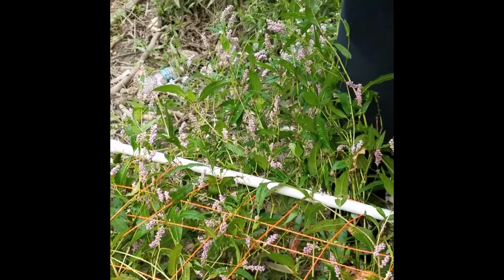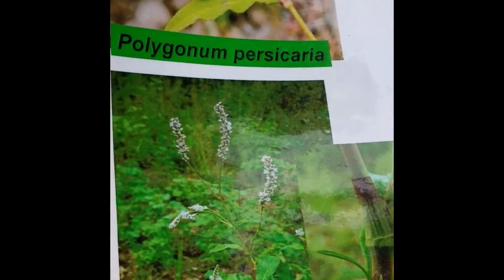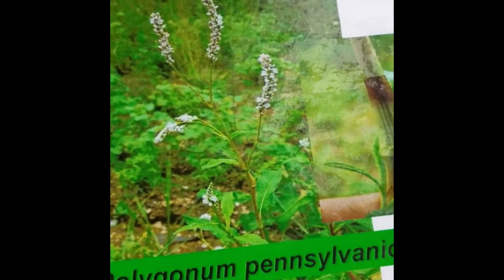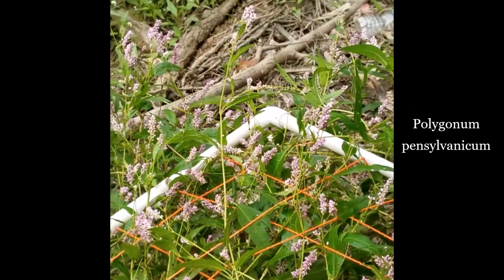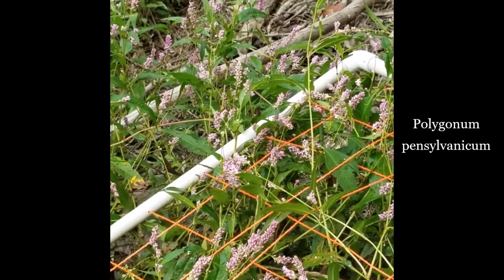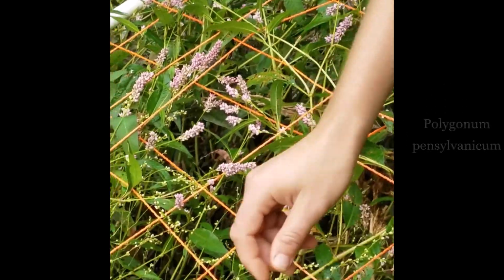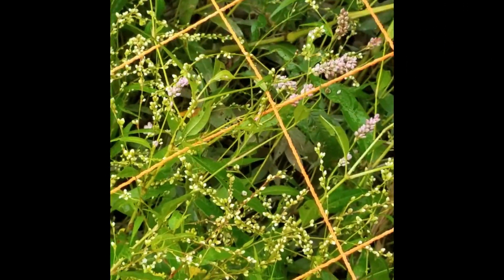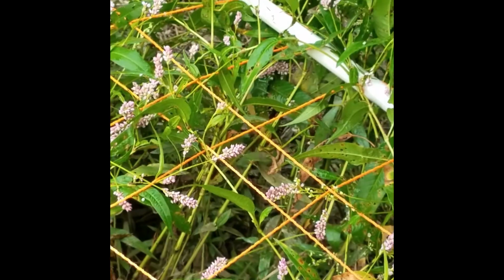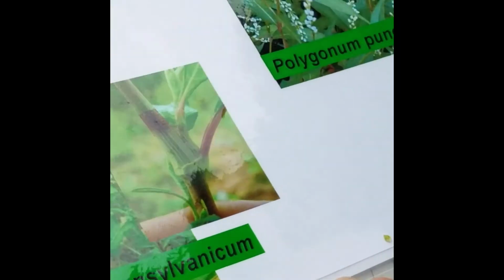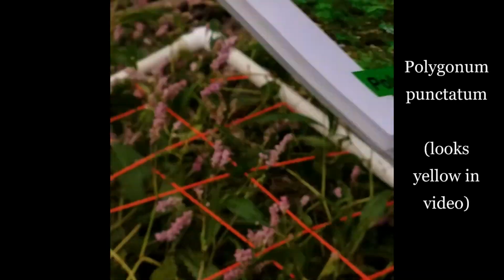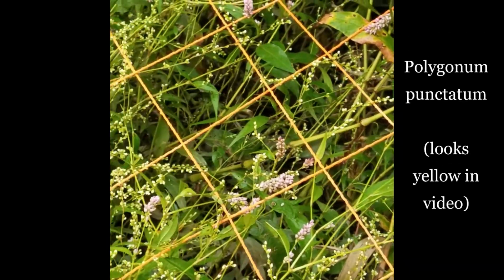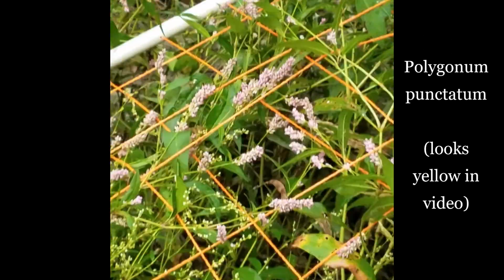That's called Polygonum pennsylvanicum. Correct? Okay. Alright. So we would write that down. And then another one that you can see here is the Polygonum punctatum. Correct. Alright. So that's what a lot of this white color is coming from.